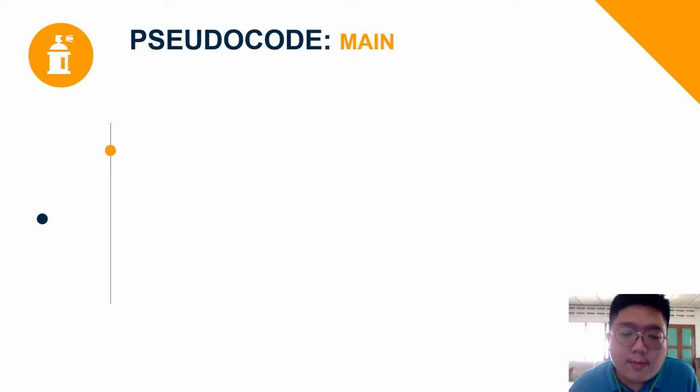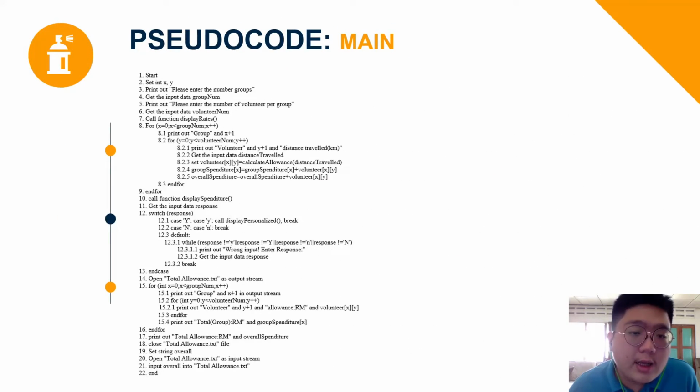First, we will come to the main code of our project. We will first get the input of group number and also volunteer number. For x equal to 0, x smaller than group number, we will print out group x plus 1. After that, we will get the group expenditure x and overall expenditure by using calculation. Then we will call a function of display expenditure, which we will introduce later on.